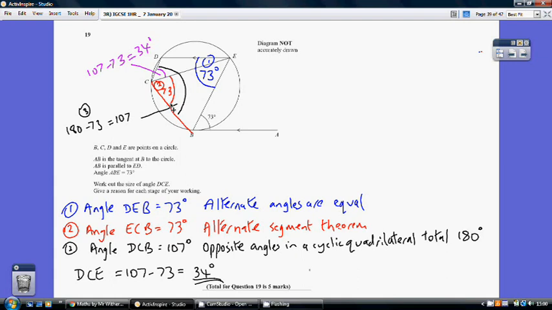Now, the next bit, looking at the cyclic quad DCBE, opposite angles in a cyclic quad total 180. So this angle DCB must be 180 take away 73, which is 107 degrees. So that's this black point here. So if this total angle is 107, of which this part of it is 73, this angle DCE must be 107 take away 73, which is 34 degrees.